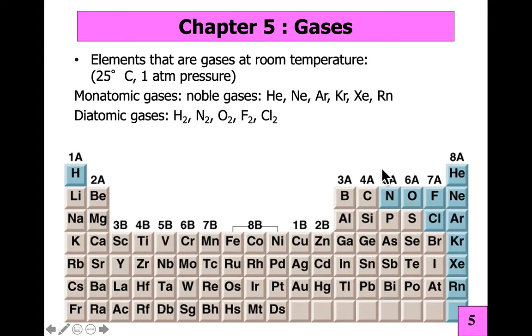All right, now we'll talk about gases. What we consider a gas is something that's a gas under normal conditions. So 25 degrees C, that's around normal room temperature, and 1 atmosphere is around a normal atmospheric pressure. And we have the monatomic gases. This is all of our noble gases that we have over here.